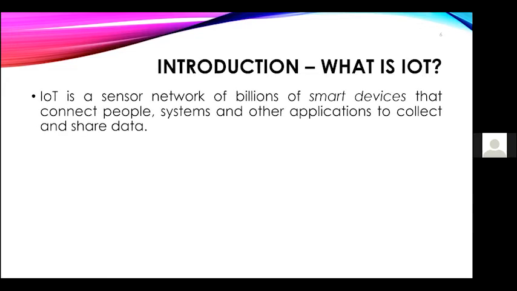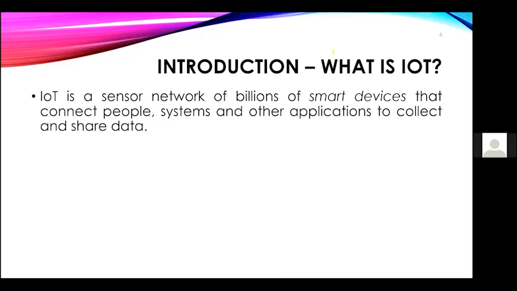IoT is a sensor network basically. Sensor network, I think you must be familiar with. Basically, it is some sort of interconnected components of sensors which sense some information from the surroundings where they have been placed and transfer it to some destined location. That may be very close, that may be very far away.